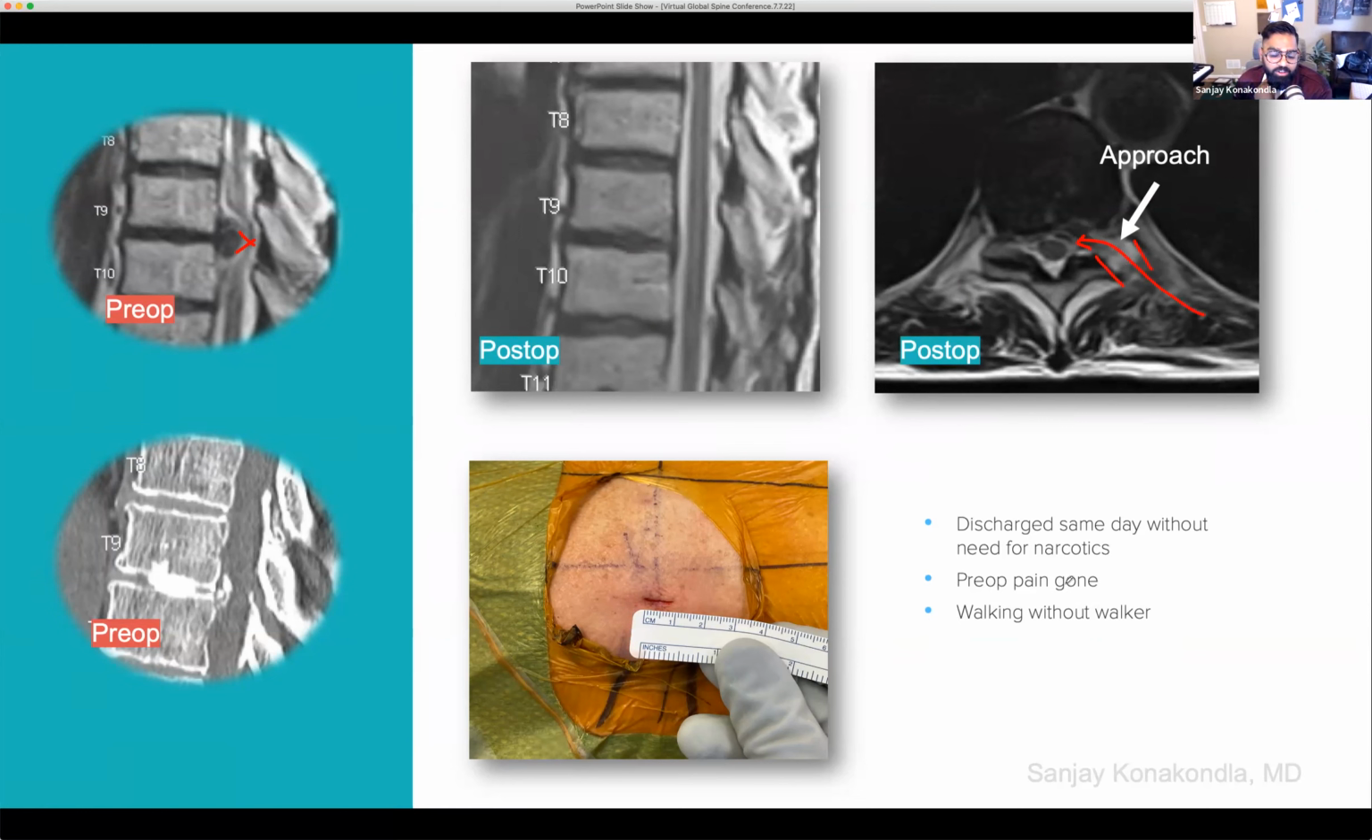She didn't need any narcotic medications. Her myelopathy improved, and most importantly for her, her radiculopathy improved. So very, very exciting to see these results.